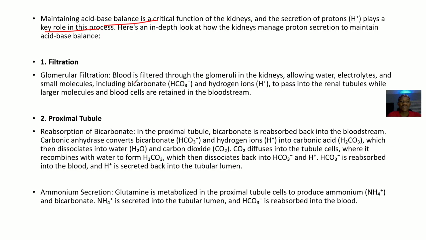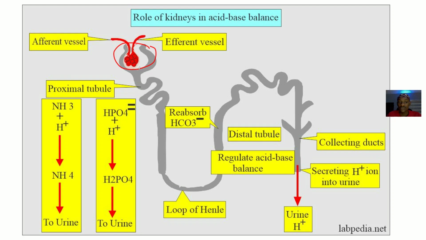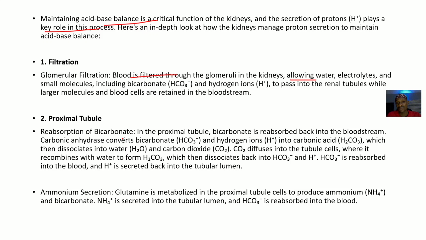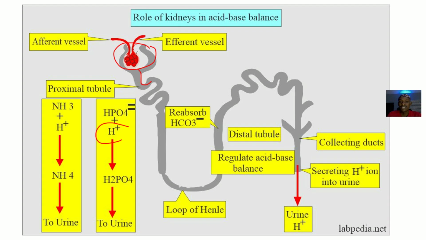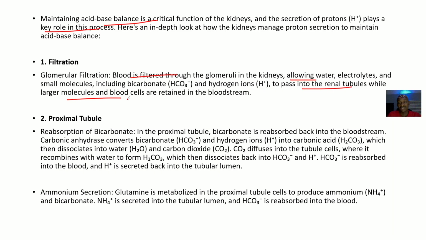Okay, so the glomerular filtration, blood is filtered through the glomeruli into the kidneys, and this will now allow things like water, electrolytes, and small molecules, including bicarbonate and hydrogen ions, to pass into the tubule. Know that we are focusing on hydrogen ion, because we're talking about the protons. All of this will pass into the renal tubules, while larger molecules and blood cells will be retained back in the bloodstream. So that's why when you are having large molecules like proteins passing, we now say this barrier, glomerular barrier, is not functioning well. Okay, so that's it for filtration.